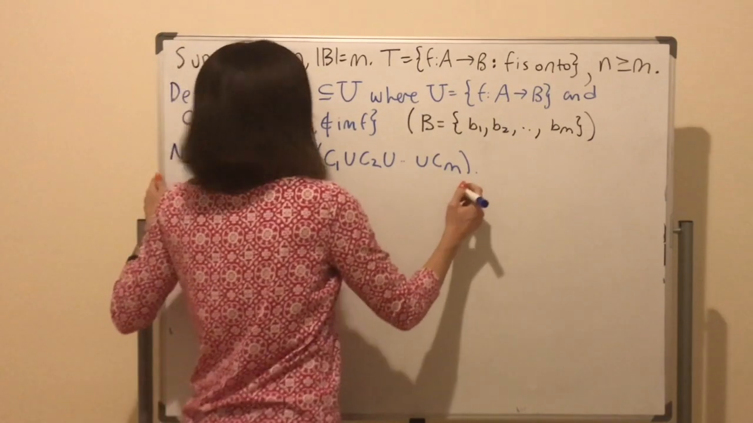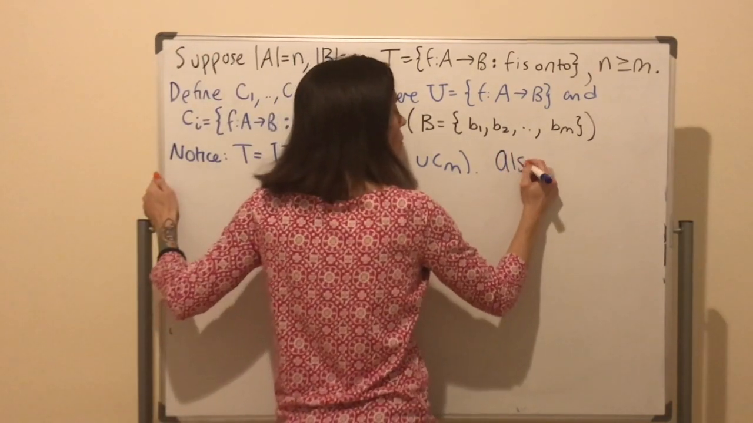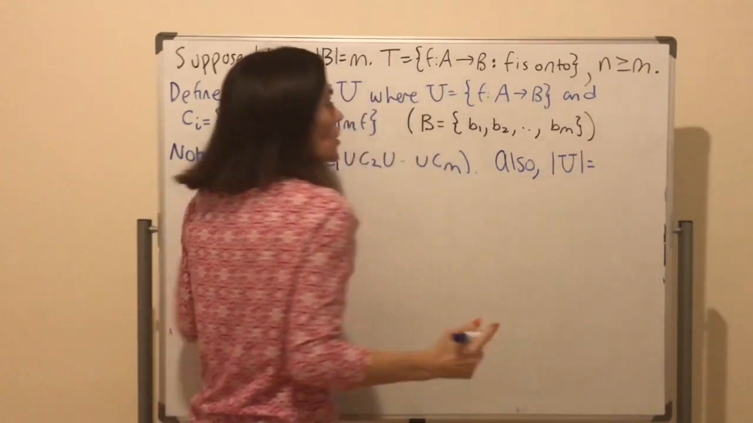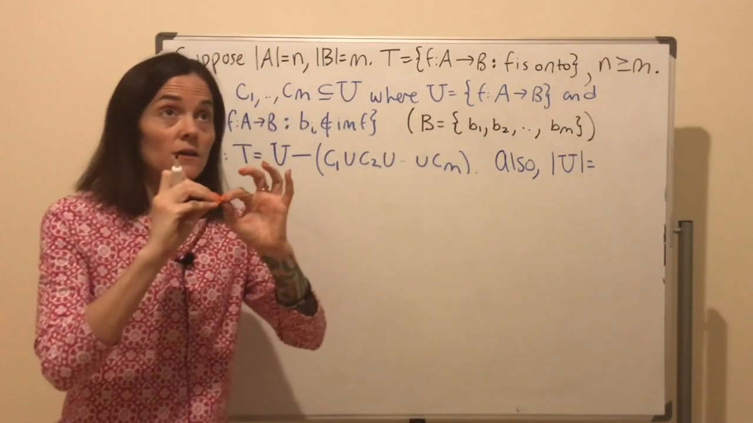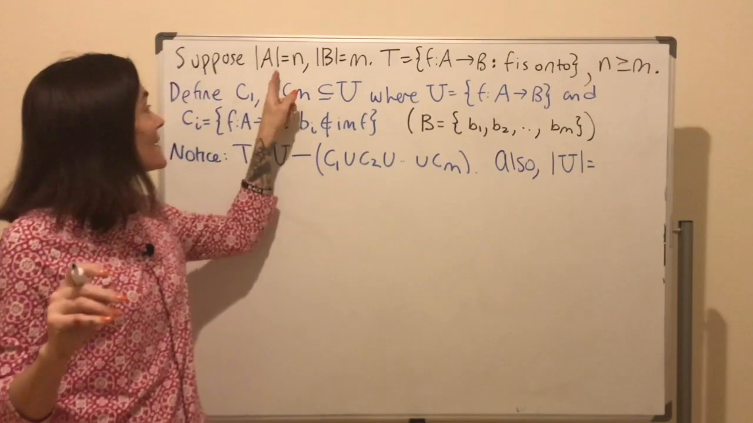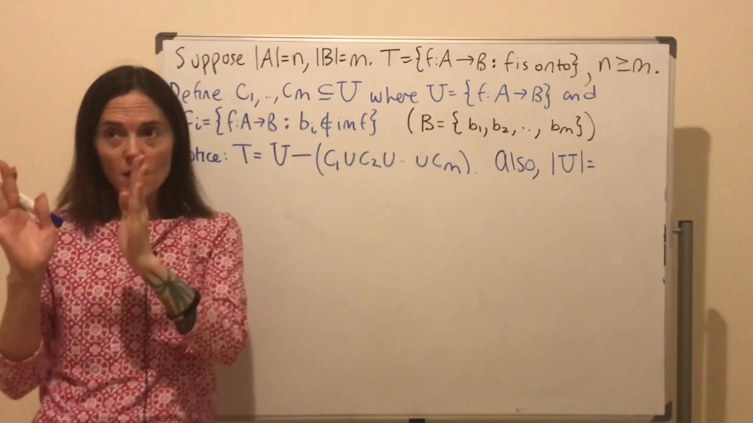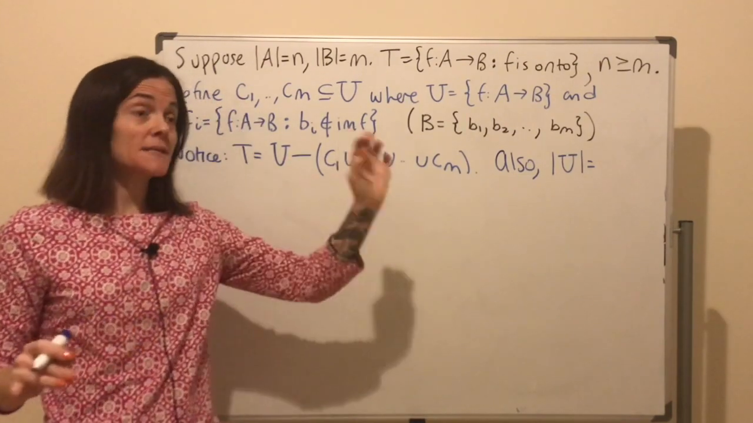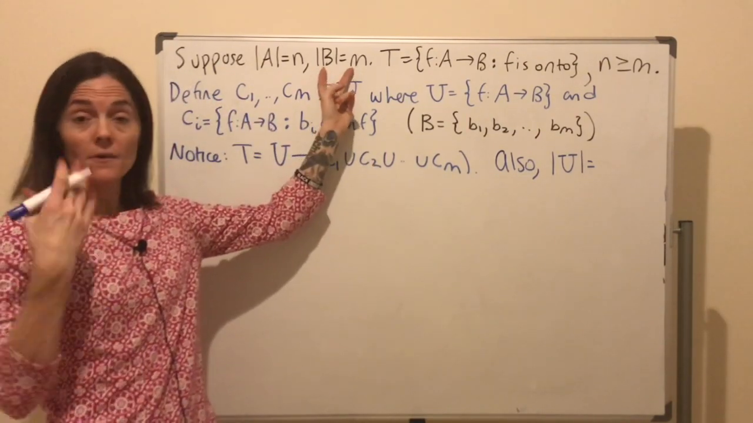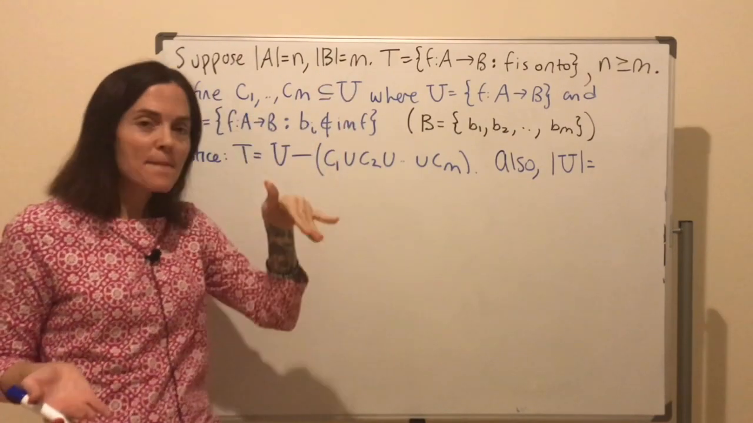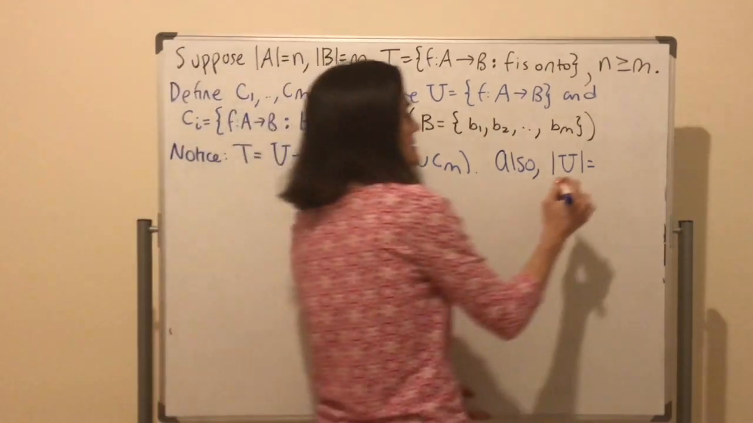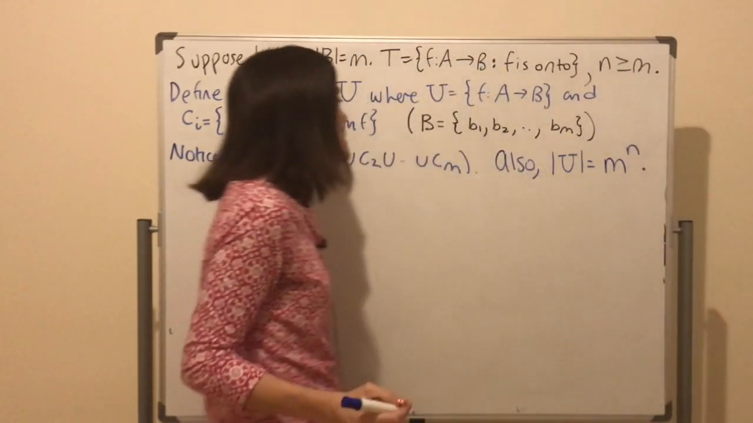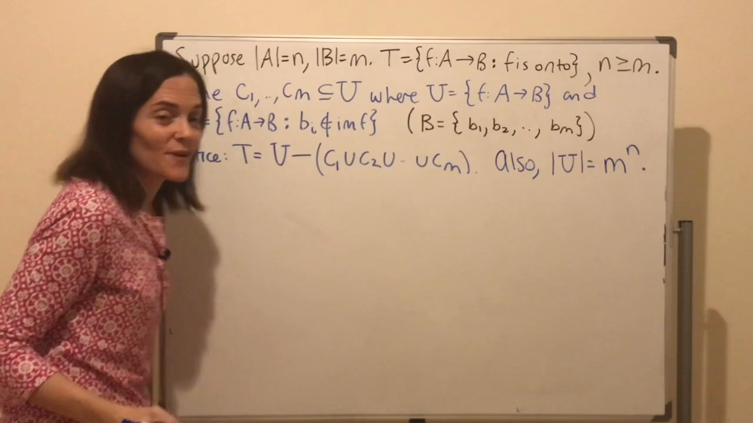Okay, also, I'll mention this now, the cardinality of U, we know. We can still think of it as a list of length n, f of a1, f of a2, f of a3, like this, where the elements this time, instead of coming from a 3-element set, come from an m-element set. So this is m to the n. Okay. So now is when we get ready for inclusion-exclusion.